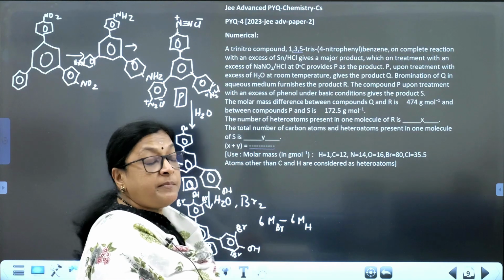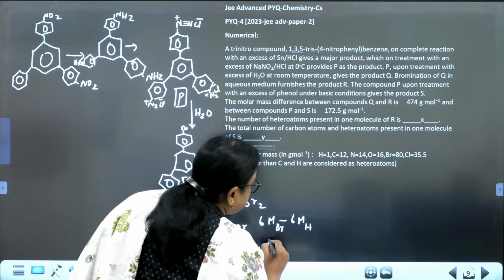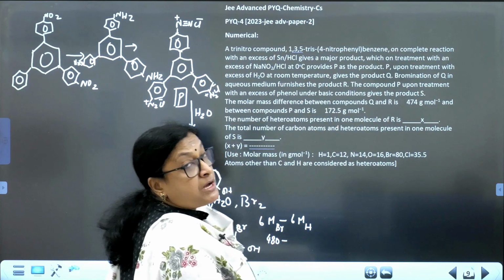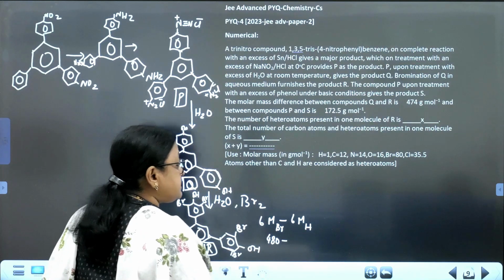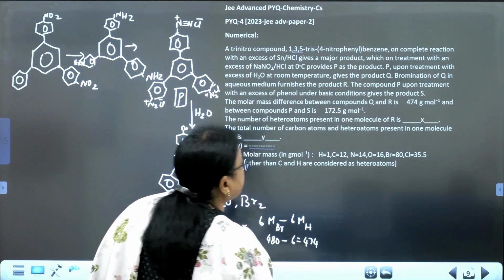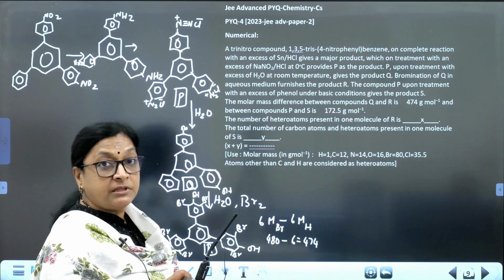We know atomic mass of bromine is 80. So the difference should be 6 into 80, 480, minus atomic mass of hydrogen 1, so 6 into 1, 6. The difference should be 474 gram per mole, and that is what is said here. So Q and R must be these compounds.